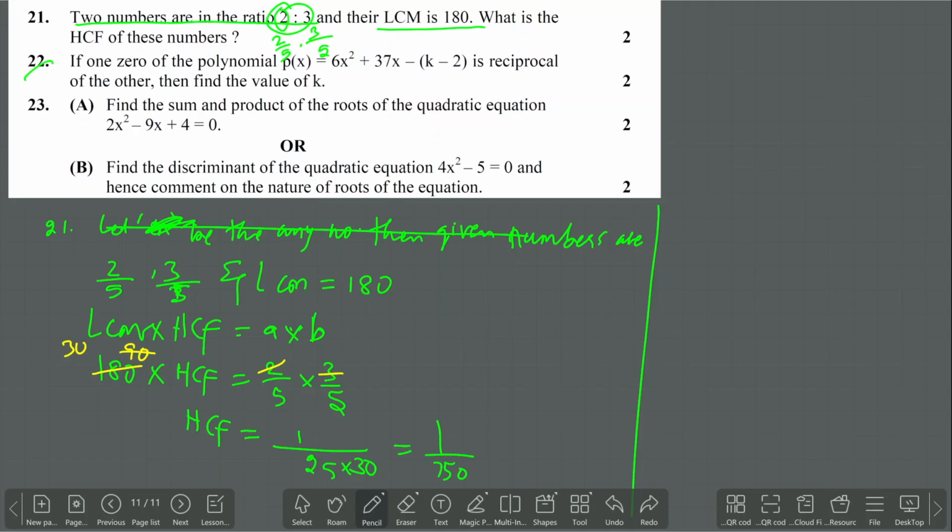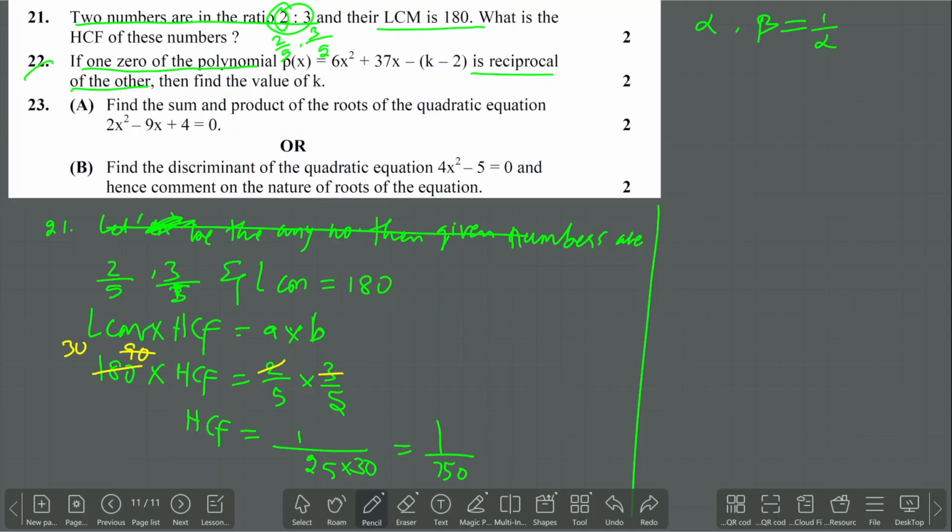If one root of the polynomial is the reciprocal of the other, it's very important, kindly listen. In a quadratic equation we always have alpha and beta, two roots. Here, one root of the polynomial is the reciprocal of the other. If you take the first root and reciprocal it, you get the other root very easily. Then find the k value.